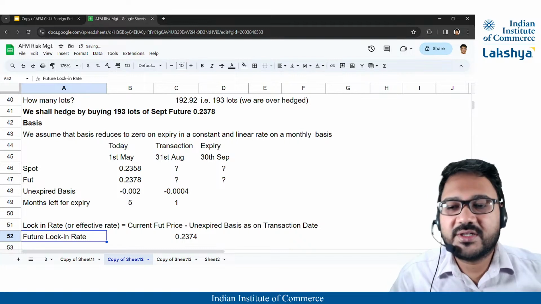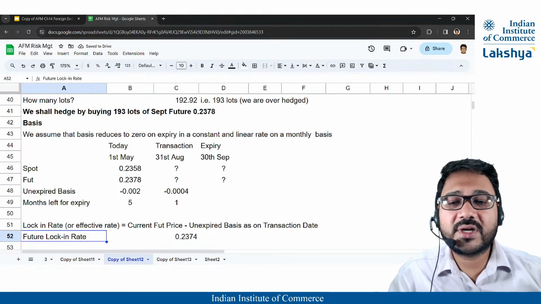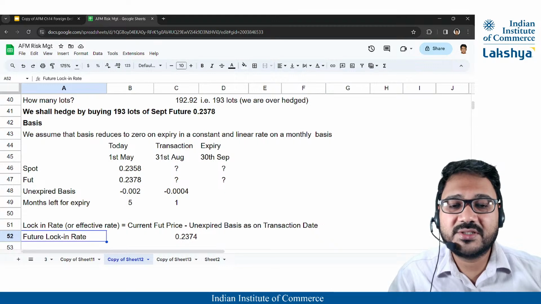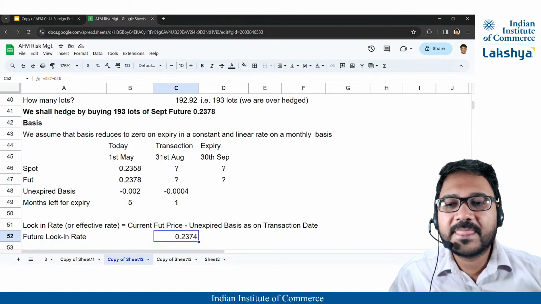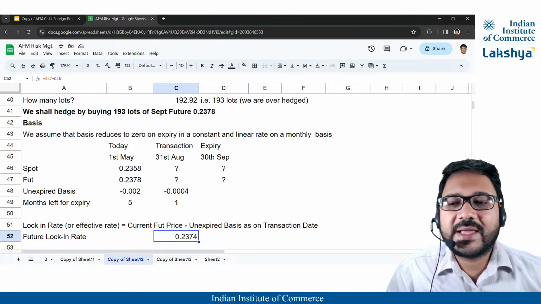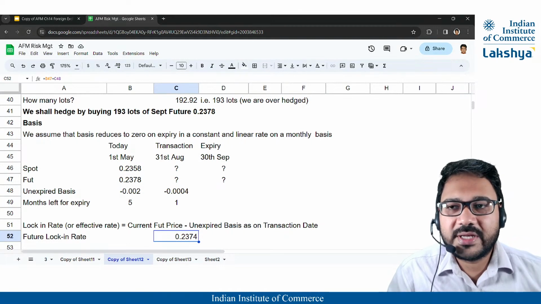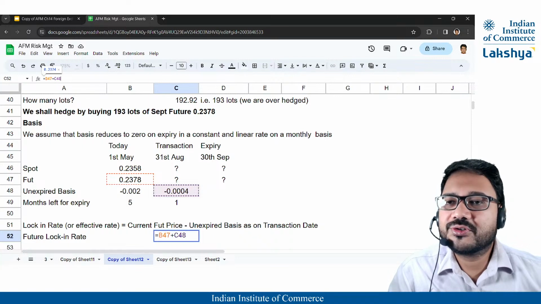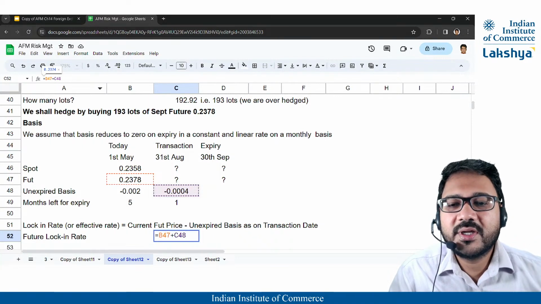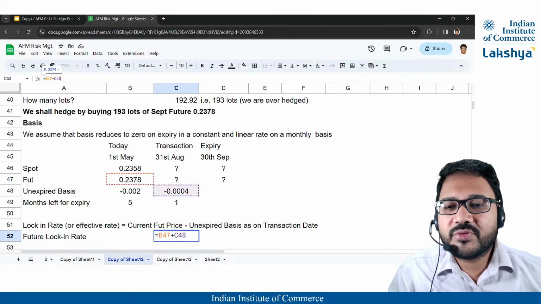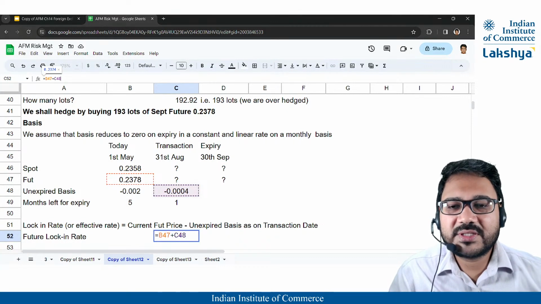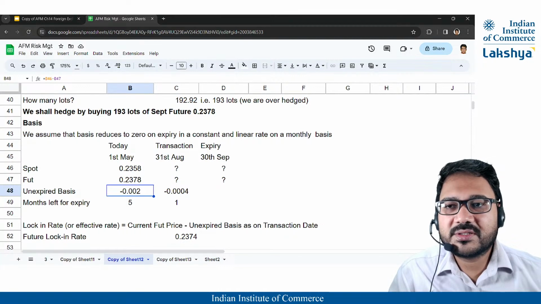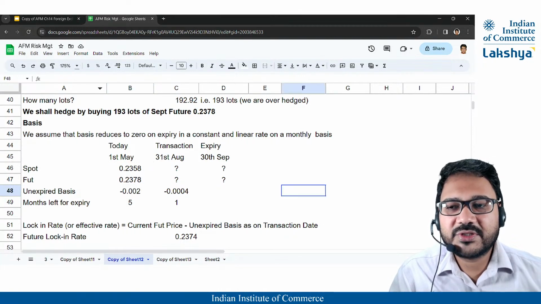Lock-in rate or effective rate is equal to the current future price minus unexpired basis on the transaction date. Now there are various ways in which you can calculate your lock-in rate. This is one of those many. You could use interpolation. You could also have a formula which starts off with spot. Anyways, we are following this. We have the current future price. We need the unexpired basis on the transaction date. So unexpired basis as of today is the difference between spot and futures, which is 0.002.